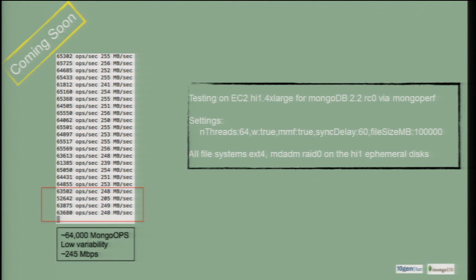For MongoDB, I'm not a Mongo expert, so I don't know what a Mongo op is. But this is work that Tengen did. They were running tests with MongoDB, and they were able to essentially serve up 64,000 Mongo ops at 245 megabits a second at really very low variability, very consistent performance. So if you're running a NoSQL database, or actually there's folks running pretty much every kind of database on it, as long as they can replicate, the high I/O instance is designed for serving up lots of IOPS at very low latencies. And because you can cluster them, you can do a lot of bandwidth, network-intensive performance as well.